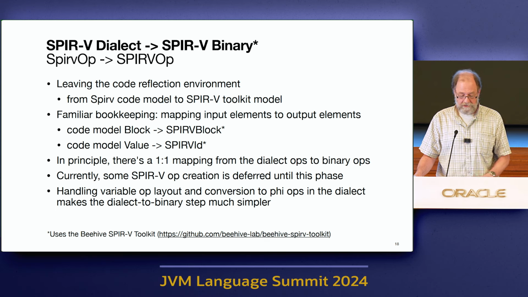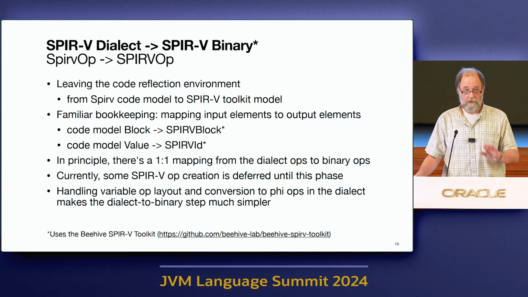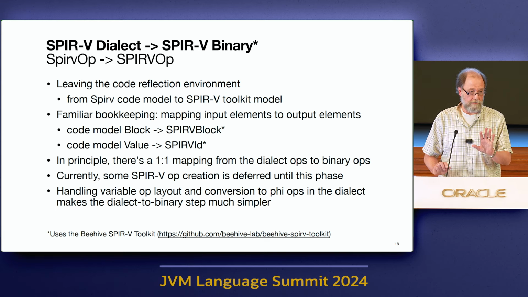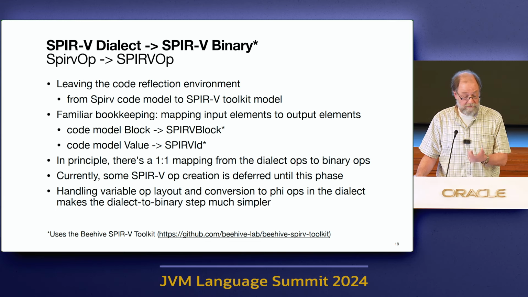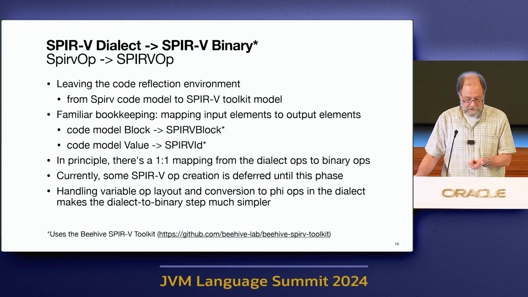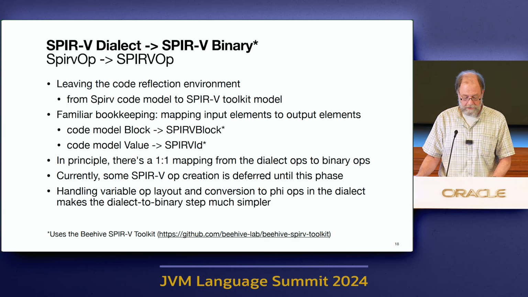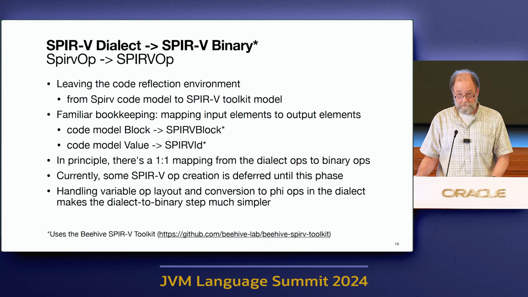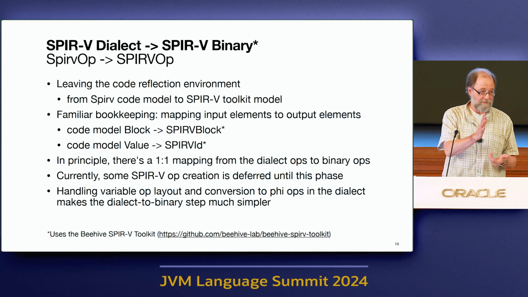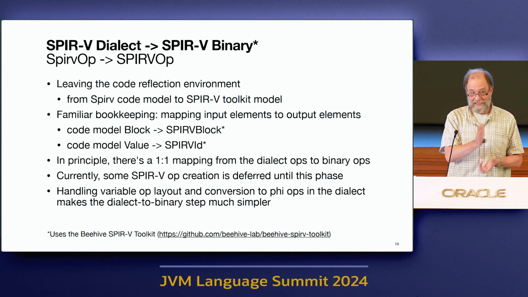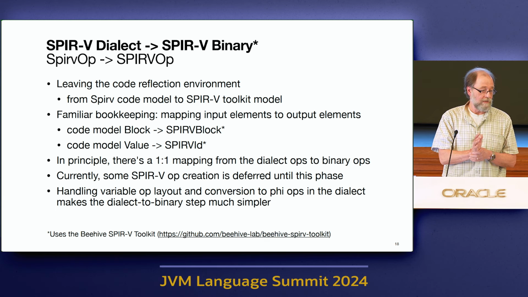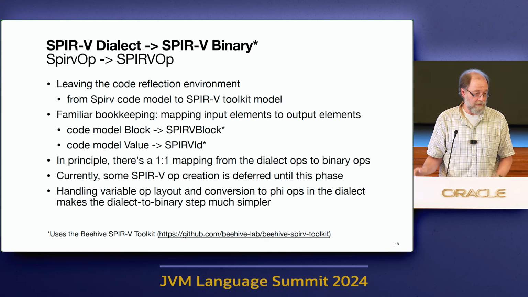In this translation, there's familiar bookkeeping. It's just that we're going from the code reflection world to outside the code reflection world into somebody else's model. But we still have block maps, and we still have essentially value maps. We're mapping to SPIR-V IDs on the binary side. And in principle, because we've done all the SPIR-V semantics and mechanics and put them in the SPIR-V dialect we created, this should just be a linear mapping.